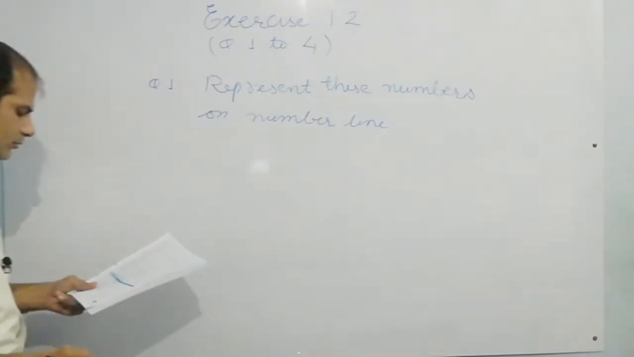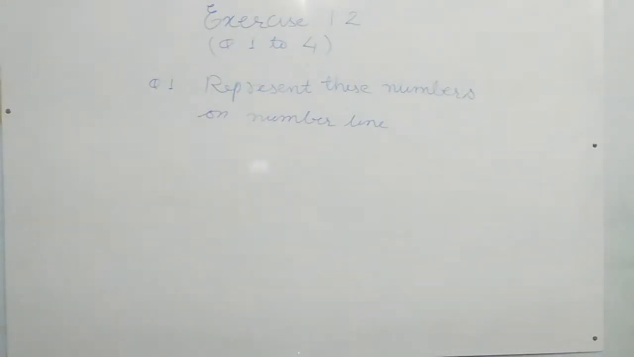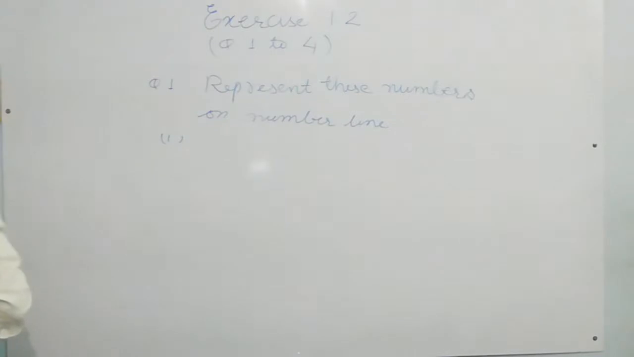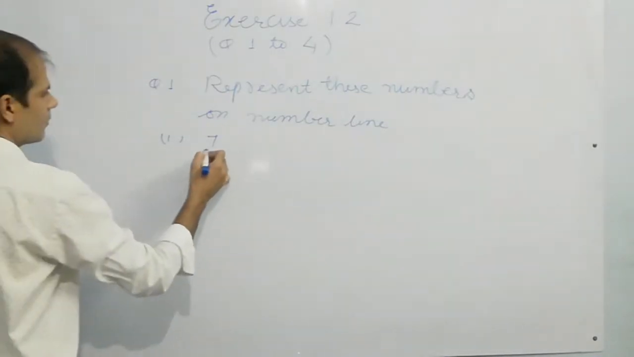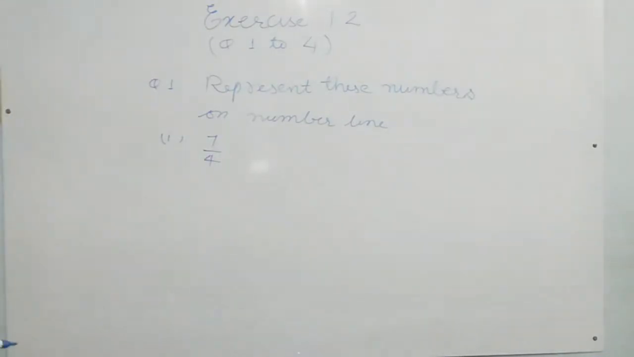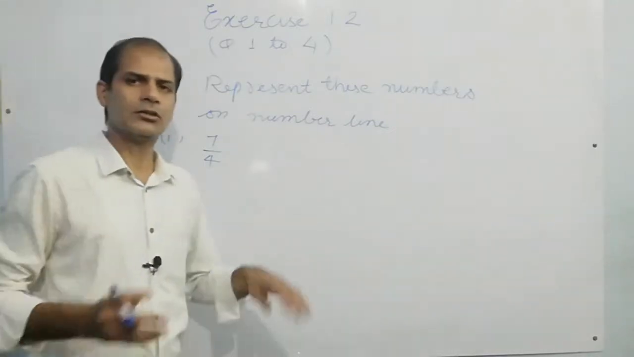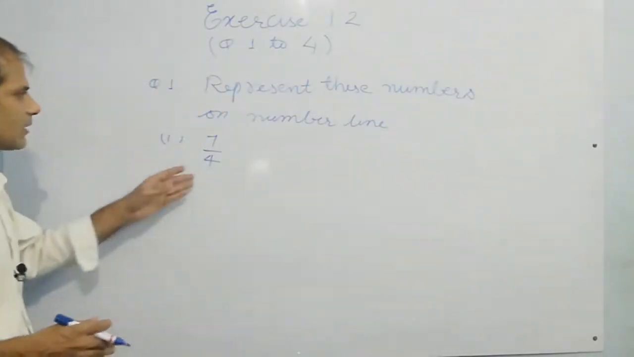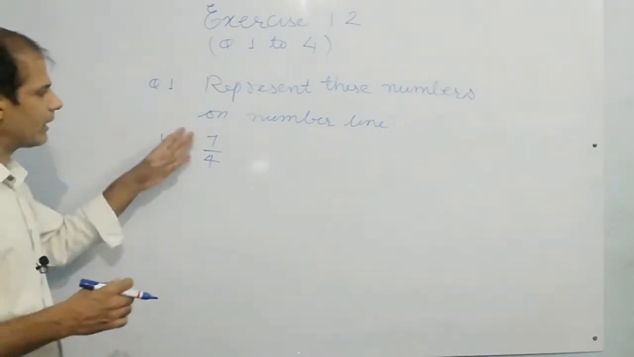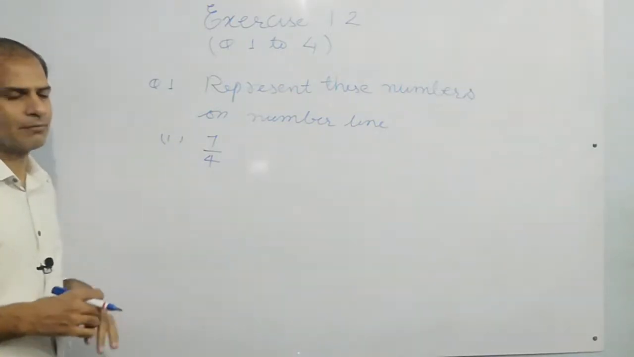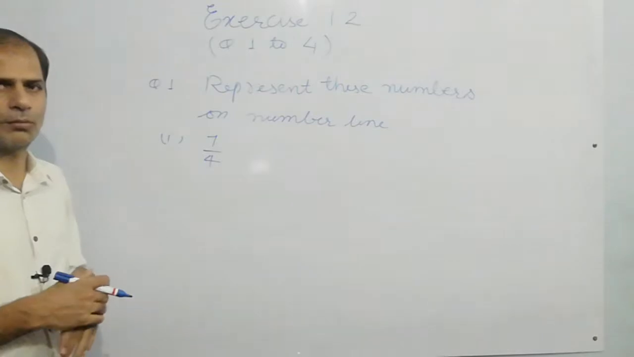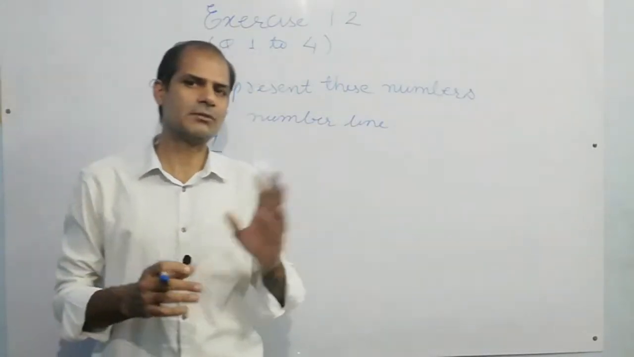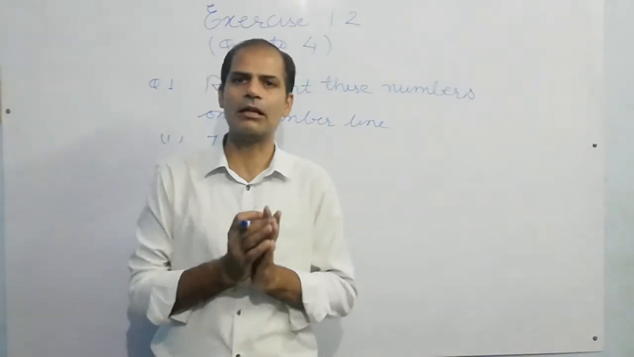There are two parts, so I am going to solve both of these. First is 7/4. Okay, now there is a very short and sweet method. You don't need to think anymore. This is 7/4. As you can see, it is bigger than 1. Why? Because it is an improper fraction. What is an improper fraction? When the numerator is bigger than the denominator, it is called an improper fraction.